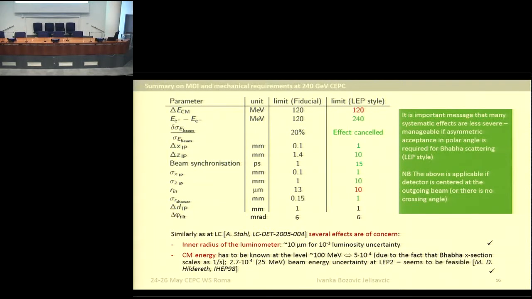This is an overview of all the systematic effects, and basically there are, I think, two major messages. One is, with LumiCal style selection, life is much easier. You are up to 10 times relaxed with respect to the situation when you ask for the full fiducial volume, both left and right. Inner radius is very important, but to control it at the level of 10 microns should not be a problem. Center of mass energy has to be known at the level of 100 MeV, so 10 to the minus 4. For the cross-section calculation, it has been controlled at the level at LEP, so this all seems to be feasible.